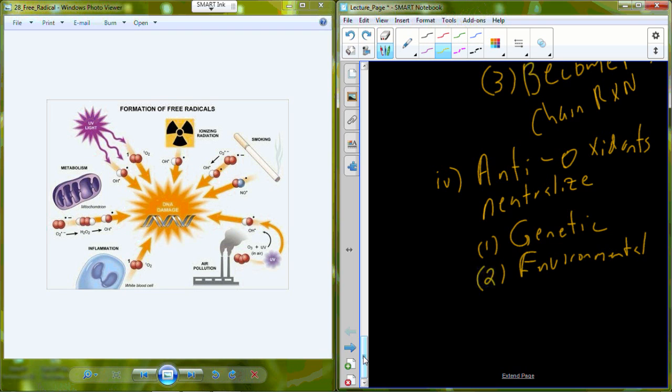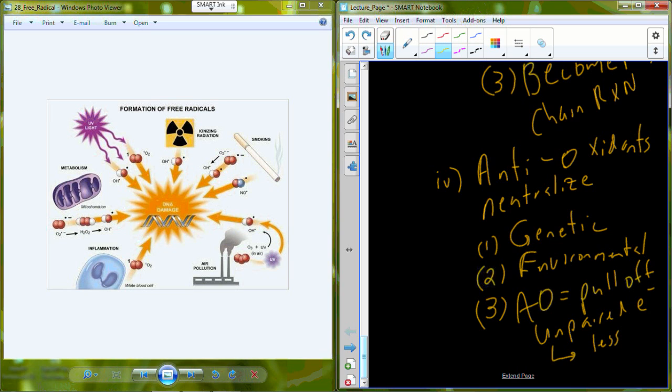Okay? So things like pomegranate juice is supposed to be high in antioxidants. Blueberries are supposed to be high in antioxidants. You pop a couple blueberries, and you're going to get the benefit of those antioxidants as you digest those berries. So whether it's a genetic or an environmental source, the antioxidants are going to pull off an unpaired electron, and this ends up resulting in a less harmful substance than the free radical. Less harmful substance? Yeah, less harmful.